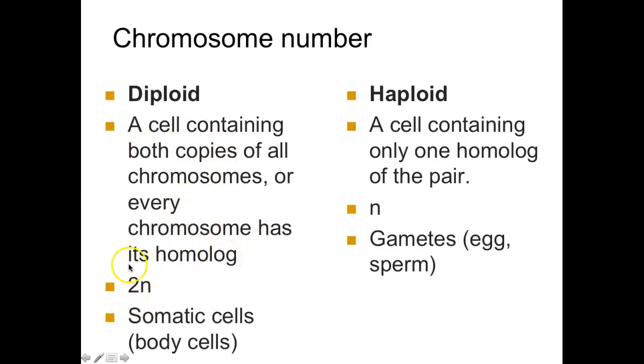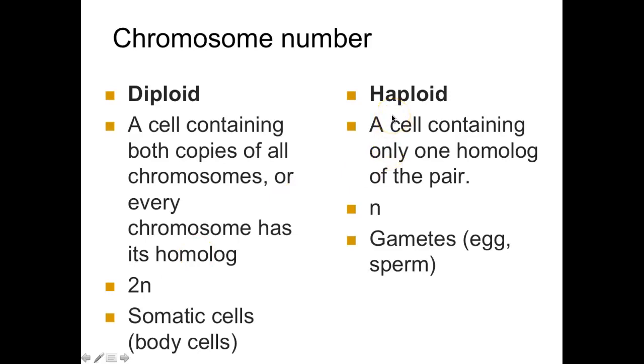So the shorthand for a diploid cell is going to be 2N. The N refers to the number of different chromosomes that we have. So for humans, right, our N is going to be 23 because we have 23 different kinds of chromosomes. They're numbered 1 through 22, and then the 23rd is X or Y. And a diploid cell has 2 of them, right, because it has the pair within that cell. So a diploid cell is abbreviated 2N, and it's going to have 46 chromosomes for a human cell.